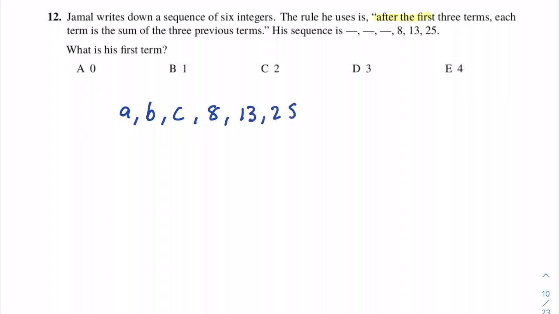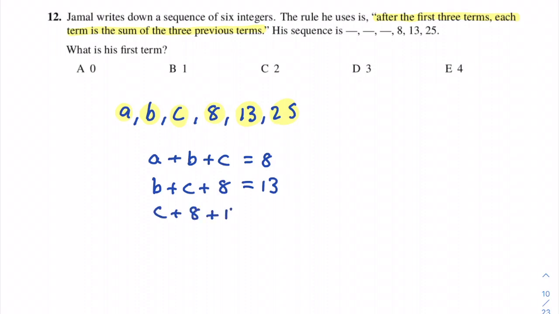Now the rule states that after the first 3 terms, each term is the sum of the previous 3 terms. So this is the first term that we actually have a value for, and the previous 3 terms are A, B, and C. So we can form an equation which says that A plus B plus C equals 8. Then the next term, 13, is the sum of the 3 previous terms, so B plus C plus 8 equals 13. Lastly, for 25, the 3 previous terms give C plus 8 plus 13 equals 25. As you can see, we've got 3 equations.